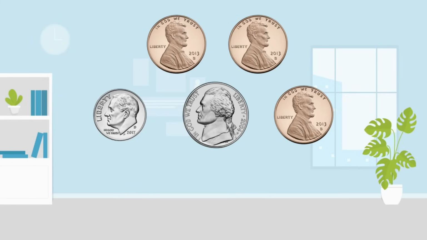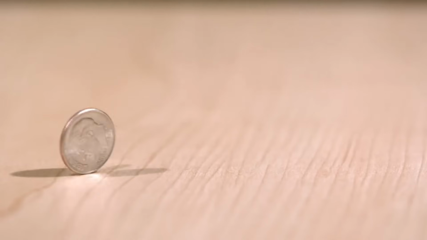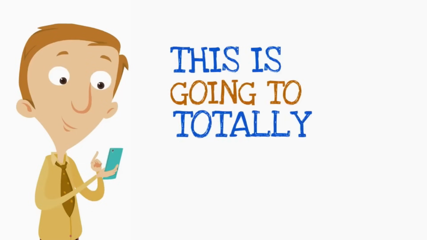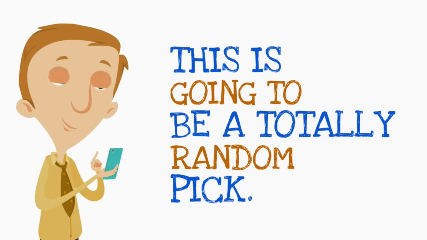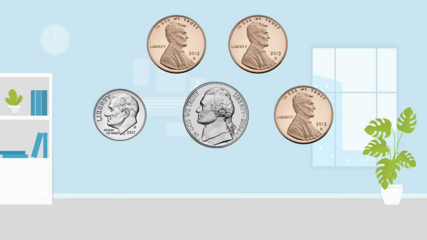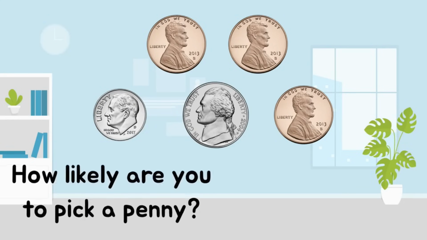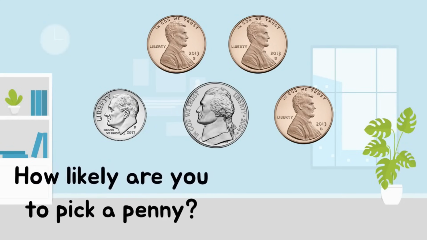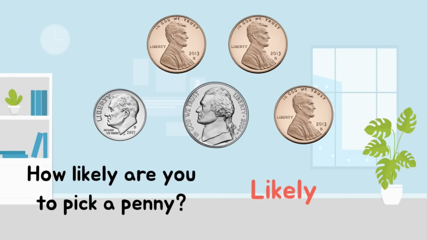You decide to randomly pick a coin to spin on a table. This is going to be a totally random pick. You aren't going to peek. If you randomly pick one of these coins, how likely are you to pick a penny? More than half of these coins are pennies, so the answer is likely. You will likely pick a penny. Likely means there's a big chance.